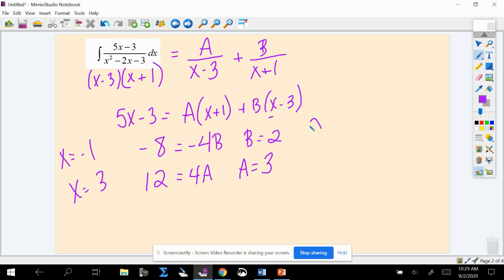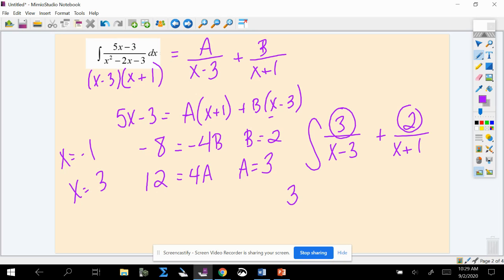So you're going to see it written as 3 over x minus 3 and 2 over x plus 1. Both of these will be natural logs with no adjustment. The 3 and the 2 will come in front. You can write your du over u if you want, or you can go straight to your answer. 3 natural log of x minus 3 plus 2 natural log of x plus 1.